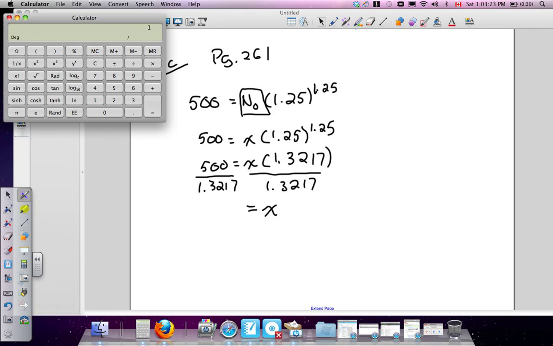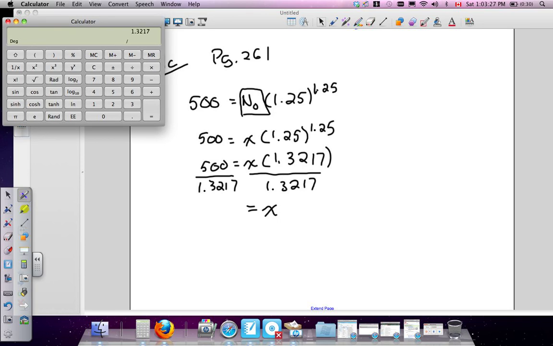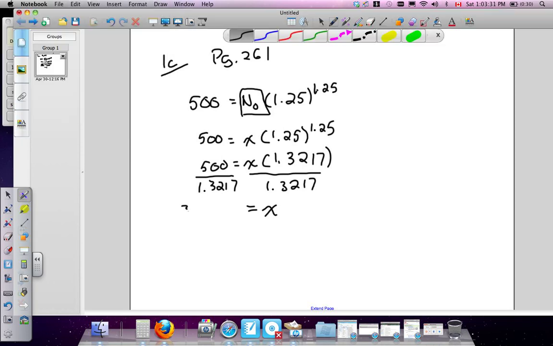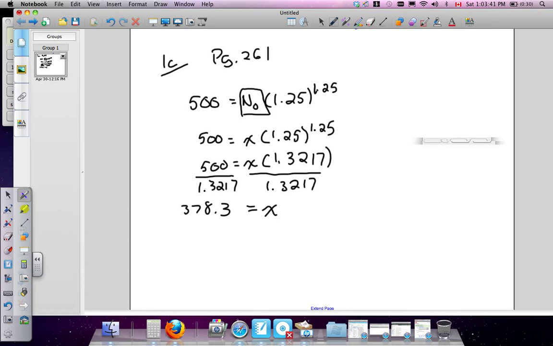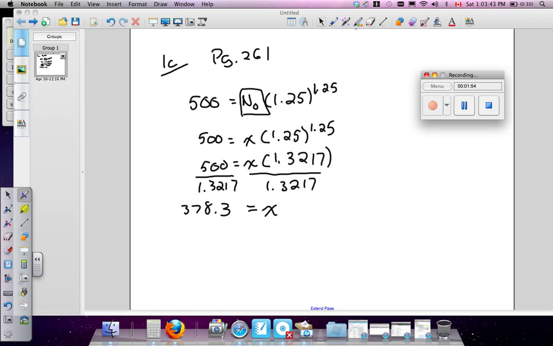500 divided by 1.3217 equals the answer. That's it. It's just solving for n. That's all that question was. It looks confusing at first. They really could have just replaced n0 with x.